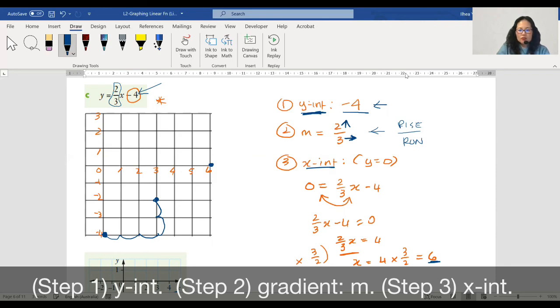And this is an extra bit, but I think it's important to know for the accuracy. So practice this to find the x-intercept, putting y equals 0. So put here y equals 0 to find the x value. So your x-intercept is 6 here. And then you plot them and join them together.